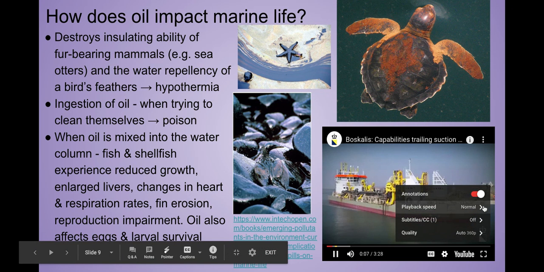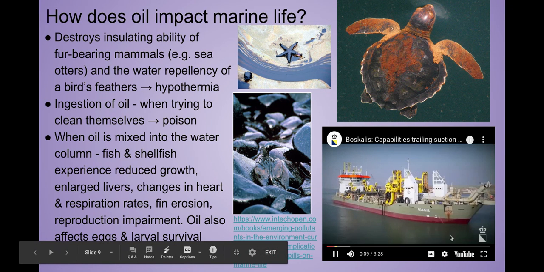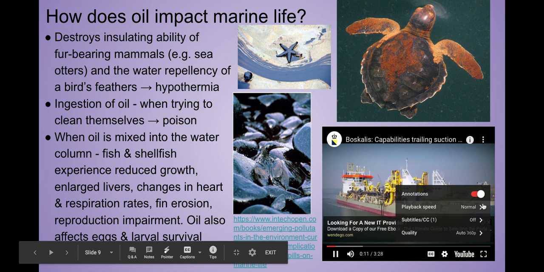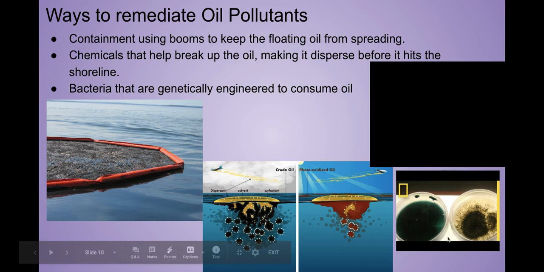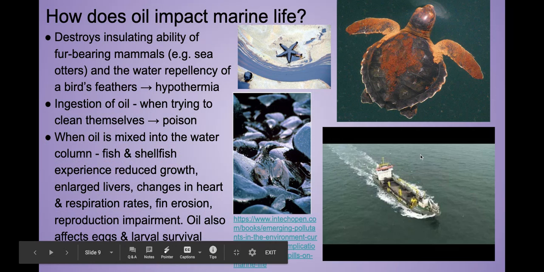The trailing suction hopper dredges of Voskalis are ocean-going vessels that can collect sand and silt from the seabed and transport it over.